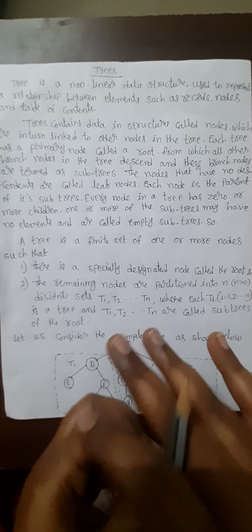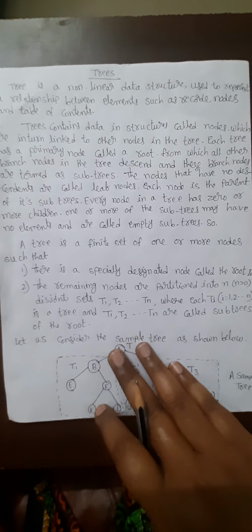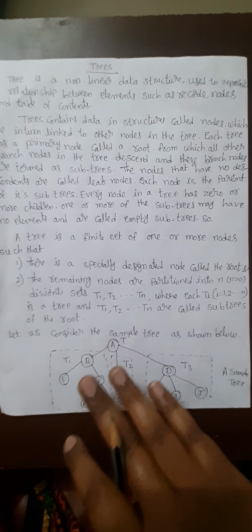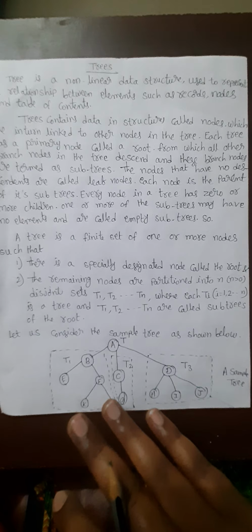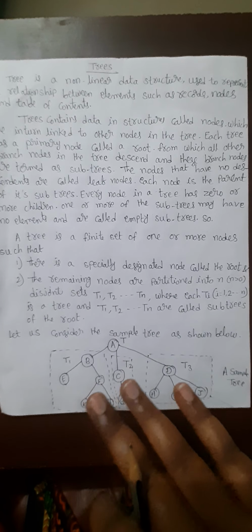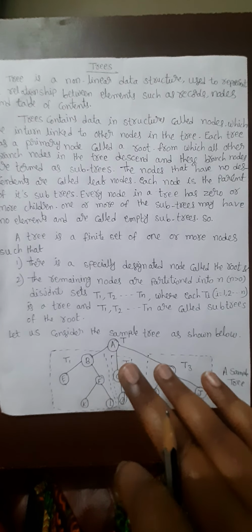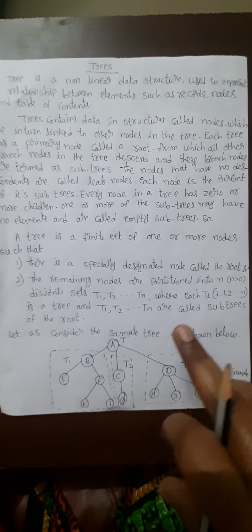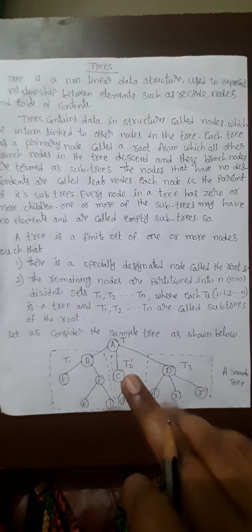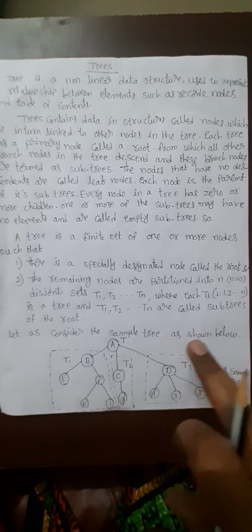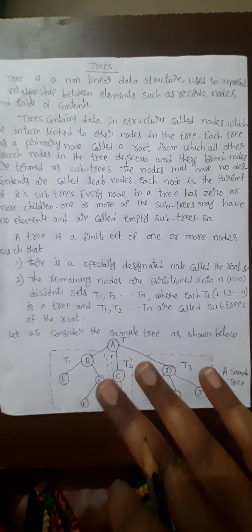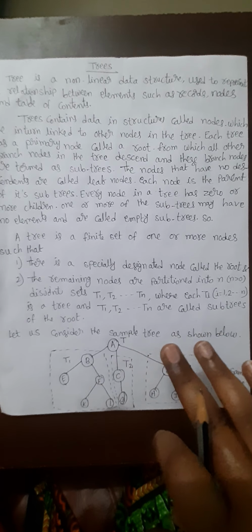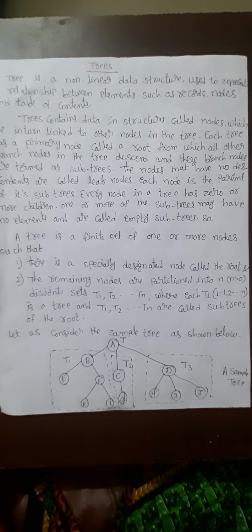So, the definition of a tree is: a tree is a finite set of one or more nodes such that there is a specially designated node called the root, and the remaining nodes are partitioned into n, that is n greater than or equal to 0, disjoint sets, which can be represented as T1, T2 up to Tn, where each Ti, that is i equal to 1 to n, is a tree, and T1, T2 up to Tn are called the subtrees of the root.